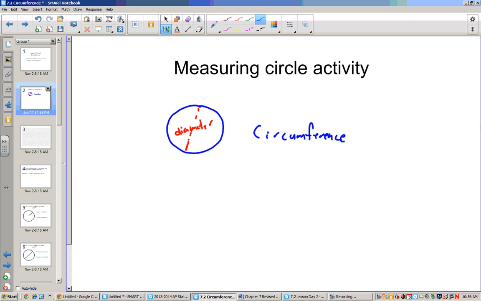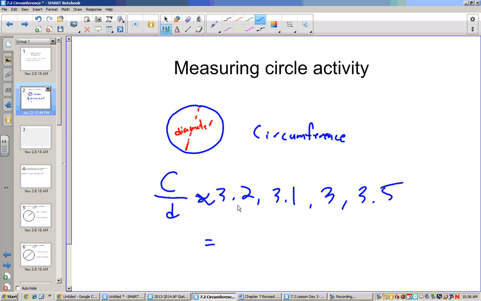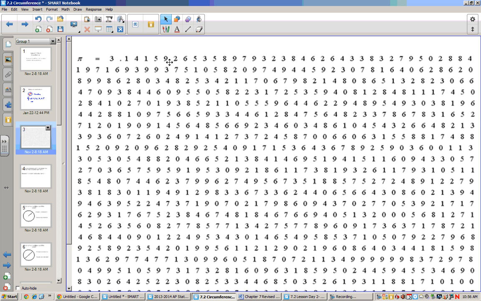And then I told the class to take their circumference measurement and divide it by their diameter and see what numbers they got. Some people got 3.2, some people got 3.1, something around there. Some people got 3, some people got 3.5. And if they measured it perfectly, what they get is some number that is pi, which is 3.14159265358979323, and so on and so on.